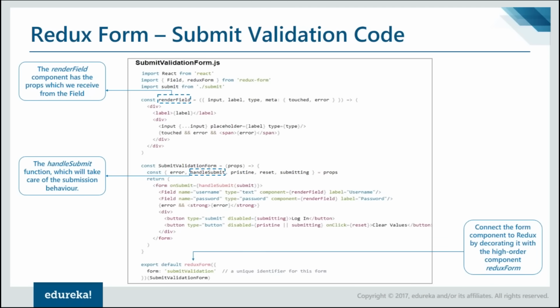Now we have one more JS file, which is submitValidationForm.js, in which, as you can see at the top over here, we are importing submit from submit. Now here we have a renderField component. The renderField component has the props which we receive from the field. It has multiple props which we have received from the field. Now the handleSubmit function, as we saw, takes care of the submission behavior. So as you can see over here, on submit, I am passing the handleSubmit.